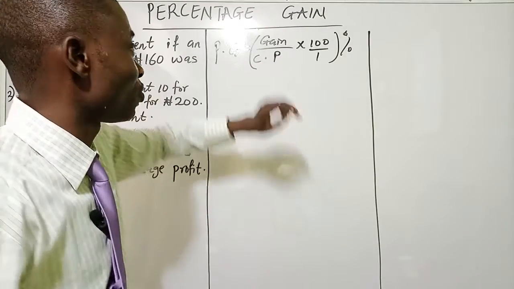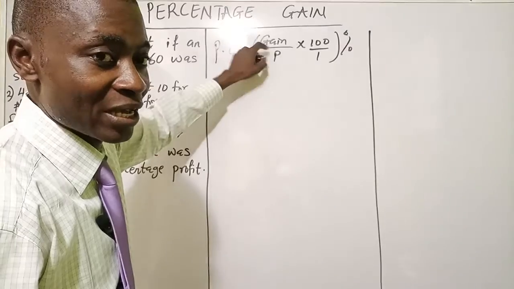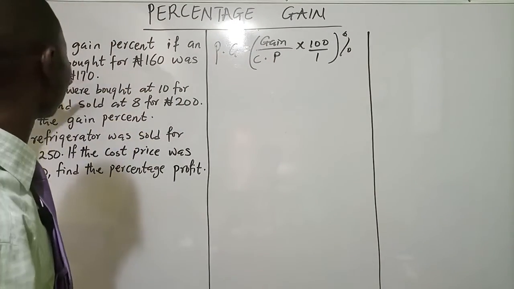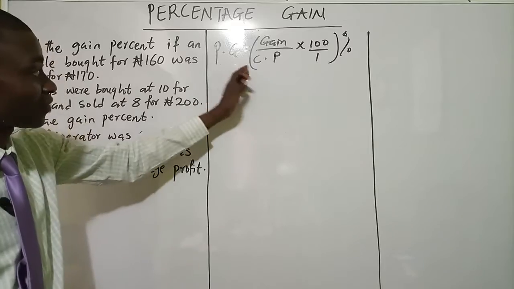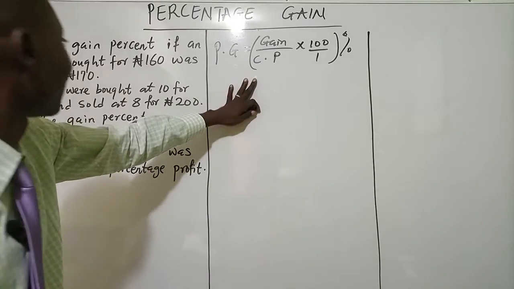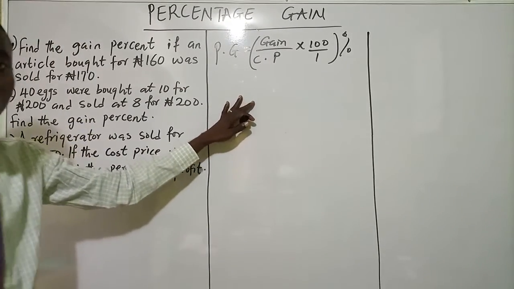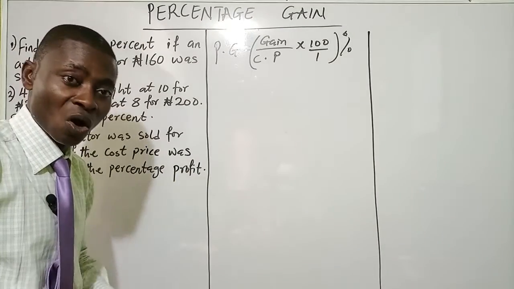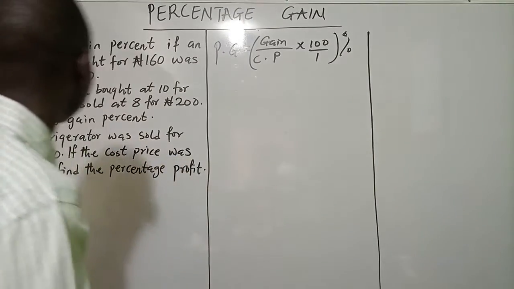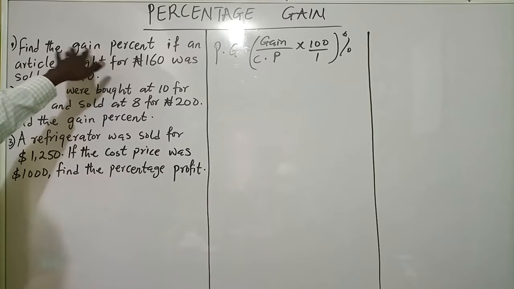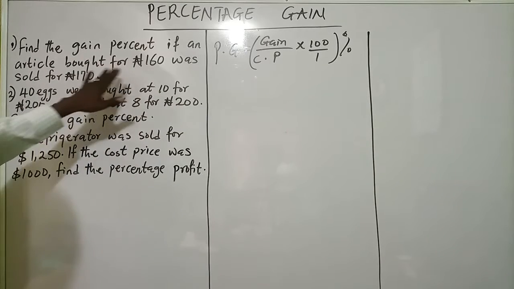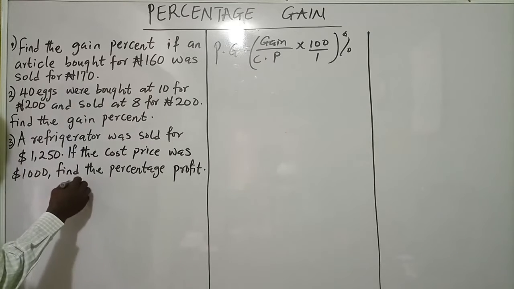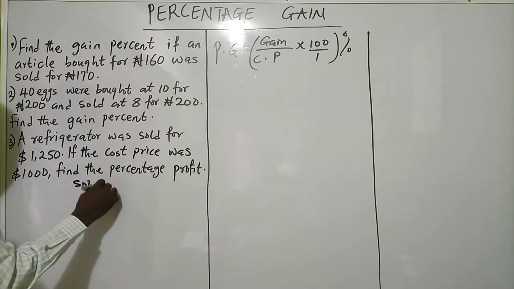In our previous video, we explained how to get our gain, the formulas we used in getting our gain. So in this topic, we're going to apply this formula to calculate our percentage gain. And we have three questions we'll be using to demonstrate. The first one says: find the gain percent if an article bought for 160 was sold for 170 naira. So again, we'll write the solution.